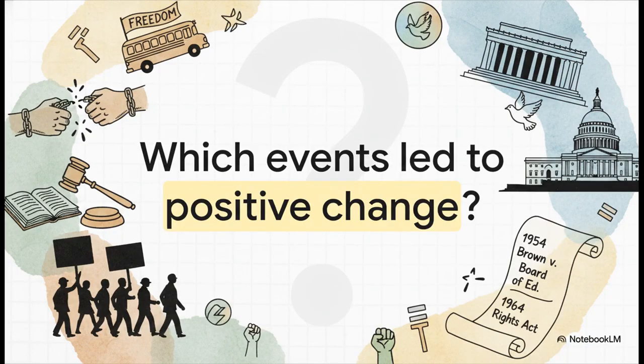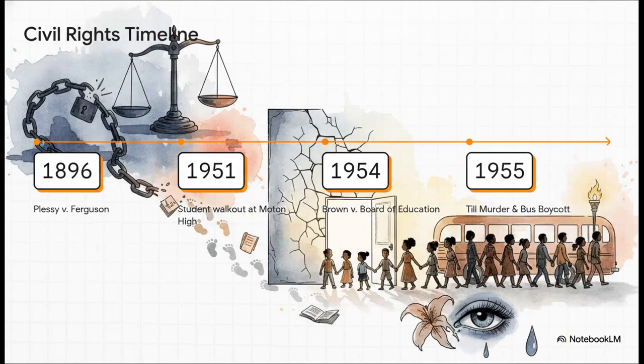To guide our journey today, I want to pose this core question directly to you. Which specific events of the Civil Rights Movement actually led to positive change for African Americans? I want you to keep this question right in the back of your mind. Let it be the anchor and the lens through which we view everything we're talking about today. We're going to look at the exact actions, the court cases, and the moments of pure resistance that shifted the legal and social landscape. Let's actually map this out to see how it all builds.